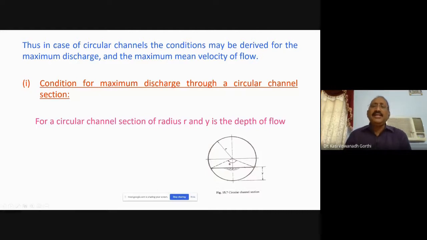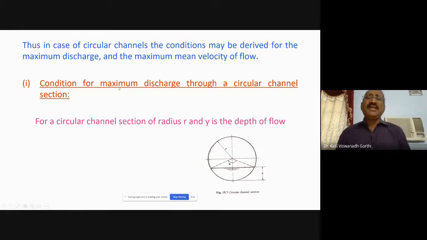Then what do you mean by this maximum mean velocity? What is the mean velocity or the average velocity that you are calculating? The maximum of that means the condition for the maximum value of the average velocity. Similarly, the condition for the maximum value of the discharge. So in the case of circular channels, the condition for the maximum discharge and the condition for the maximum value of the average velocity of flow will be separately deduced.